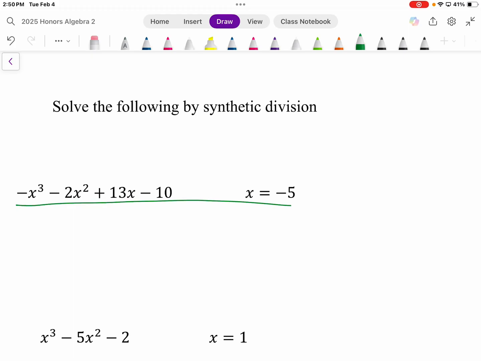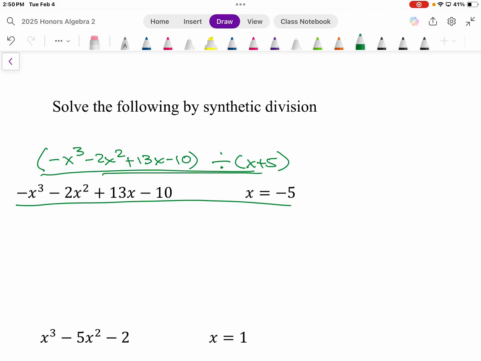I made sure to put some of these down here to go over. They're asking us to use synthetic division. The way this is phrased is just like what we did up above: negative x cubed minus 2x squared plus 13x minus 10 divided by x plus 5. That's how we saw it in the beginning of our lesson. Sometimes on our homework tonight, we see it listed just like that. I actually cut and pasted some problems from the homework assignment in here and retyped them.